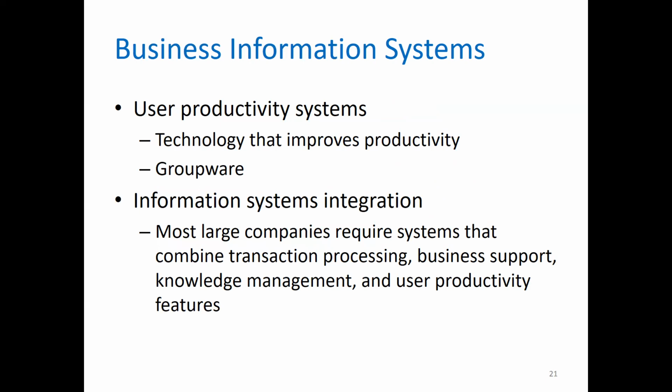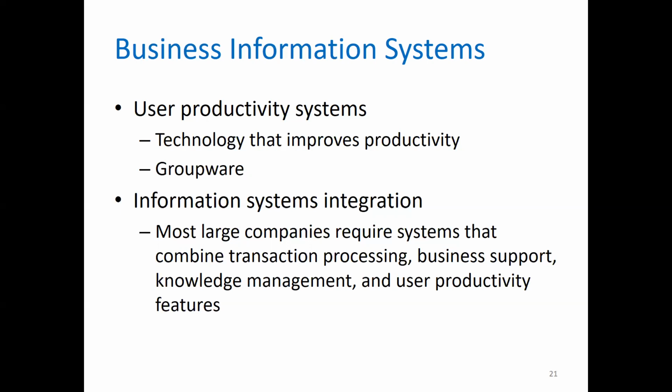User productivity systems: technology that improves productivity. Example, groupware. A very good example of technology that improves productivity is productivity software, for instance Microsoft Word, Excel, PowerPoint, or Access. This is an example of groupware as it comes in a packaged software. Now, what do they do? They basically improve the productivity of an organization.